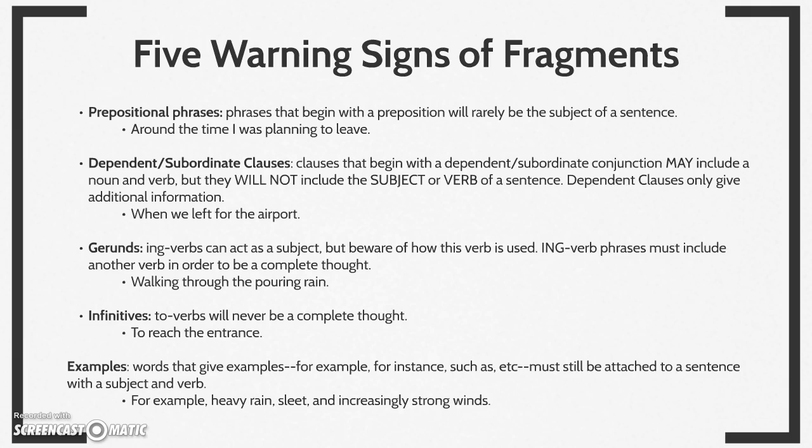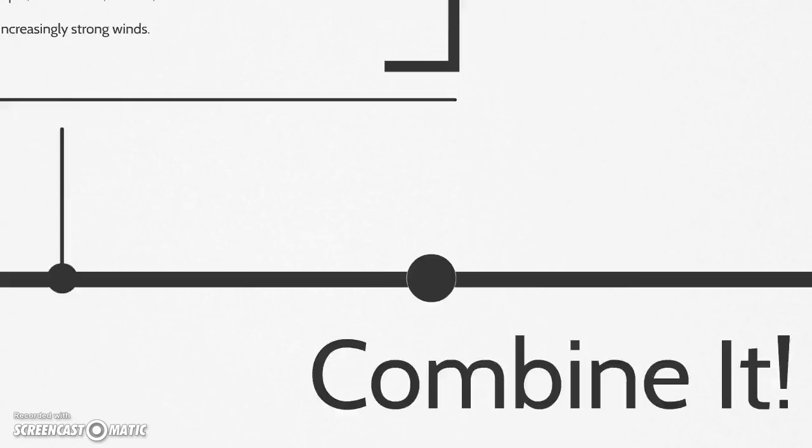And examples, when people use example words, particularly for example, you want to make sure that if you're using that as a sentence itself, it is a complete sentence. You're not just listing things after it. So, for example, the example here reads, for example, heavy rain, sleet, and increasingly strong winds. Well, I'm listing things, I'm giving an example of something, but it's not a complete sentence. It still needs to be a sentence, or it needs to be affixed to a previous sentence where you're telling me whatever it is that you're giving an example of. So watch for that. So let's look at how you could correct these 5 different things.